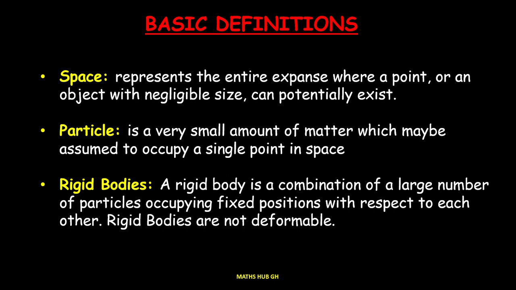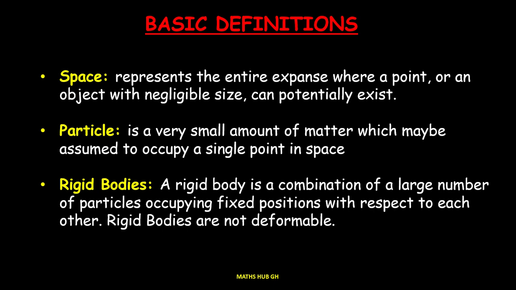The second term is particle. A particle is defined as a very small amount of matter which may be assumed to occupy a single point in space. Okay, so that's the definition of a particle. So we assume that particles occupy a single point in space because particles are considered to be infinitesimally small in size. So for this reason, the volume they occupy in space is considered to be insignificant.